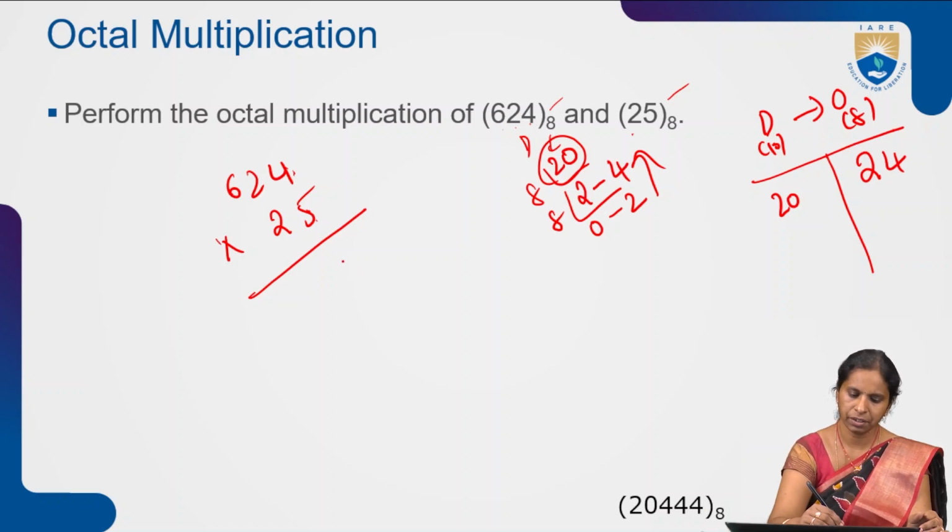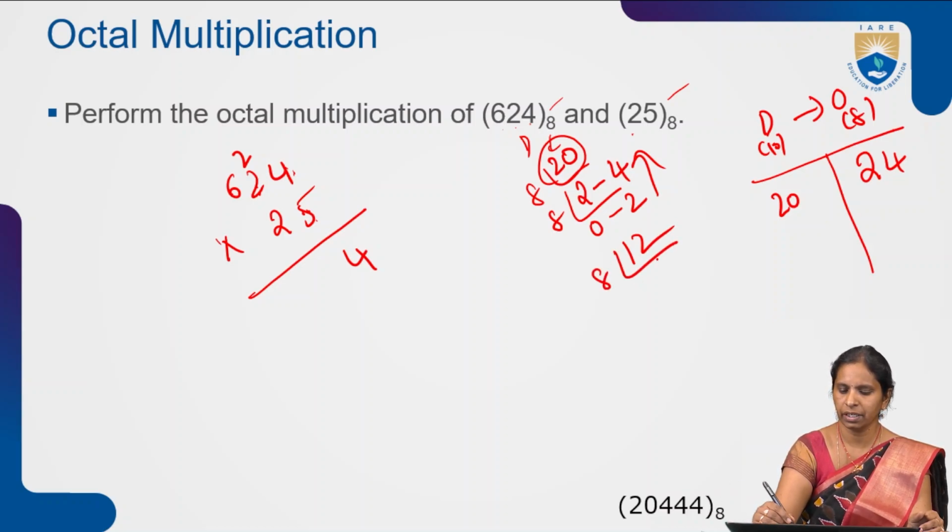So what do I get here? 4. And what is the carry you got here? 2. Next, 5 2s are 10. So 10 plus 2 is equal to 12. What is 12 in the octal number system? Again perform the same way. 8 1s are 8 and the remainder is 4. And 8 zeros are 0, the remainder is 1. So 14.